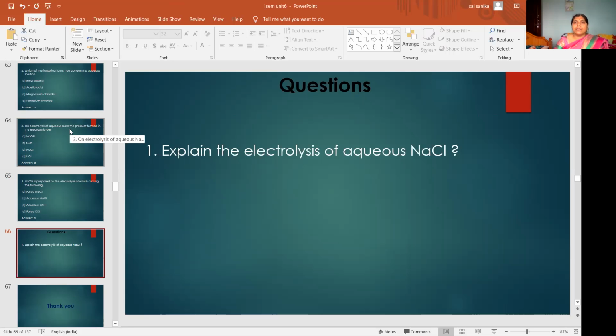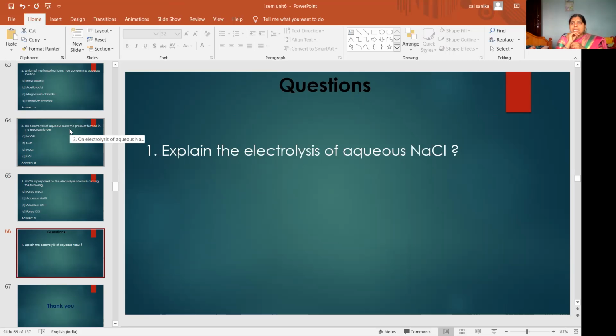Here we are taking aqueous NaCl. Aqueous NaCl means, in addition to Na+ and Cl- ions, what are the ions present in the solution? H+ and OH- ions. That means two cations and two anions are present.